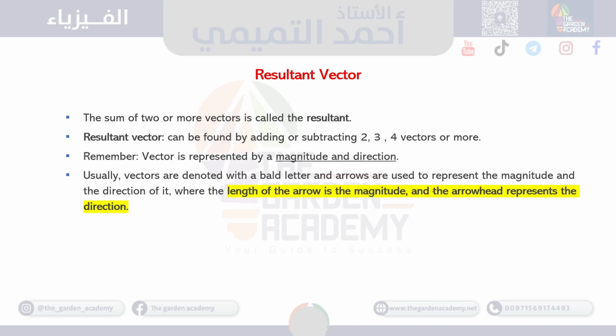Usually, vectors are denoted by a bold letter, and an arrow is used to represent the magnitude and the direction of it, where the length of the arrow is the magnitude and the arrowhead represents the direction. طبعا, this is the best illustration that can be used to represent vectors. اللي هو الارو، لأن طول الارو يعبر عن القيمة أو الماجنتيود، ورأس الارو اللي هو الهيد يعبر عن الدايركشن.